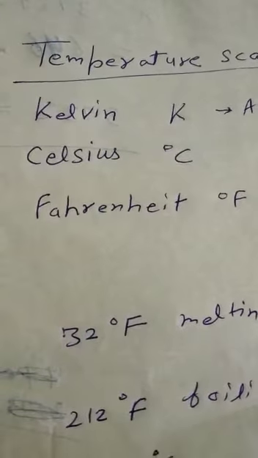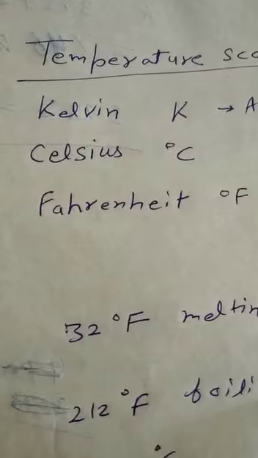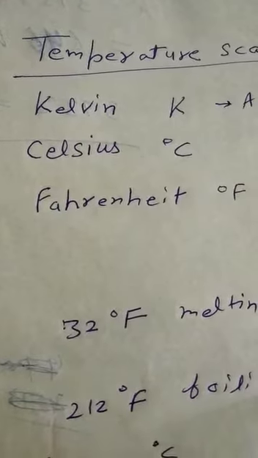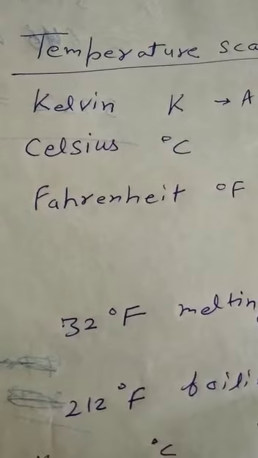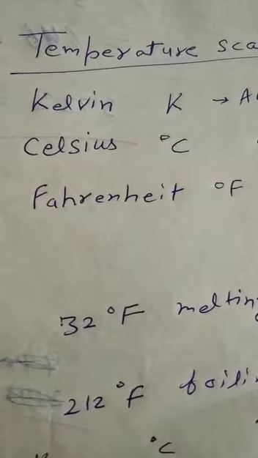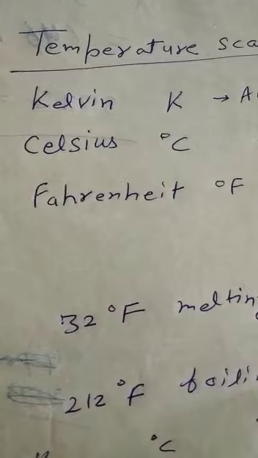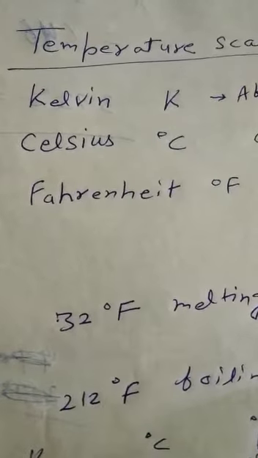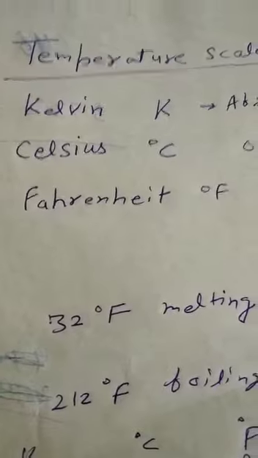There are three scales of temperature: Kelvin scale, degree Celsius scale, and degree Fahrenheit scale. We don't use degree in Kelvin, remember this thing. Mainly we use Kelvin and degree Celsius, and Fahrenheit is less used.